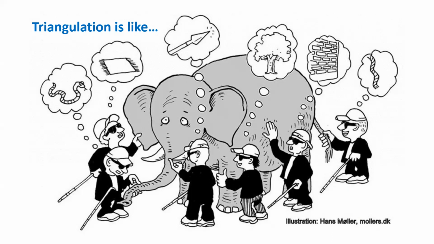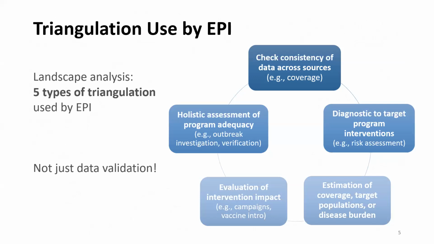The next step by the technical working group was to conduct an in-depth landscape analysis of how triangulation has in the past and is currently being used by public health programs, and of course, in particular, EPI. Within this landscape analysis, we found that there's five types of triangulation generally used by immunization programs, and you see these here on the right. So you see check consistency of data across sources, using it as a diagnostic to target program interventions. So for example, measles or polio risk assessment methodologies are great examples of triangulation.